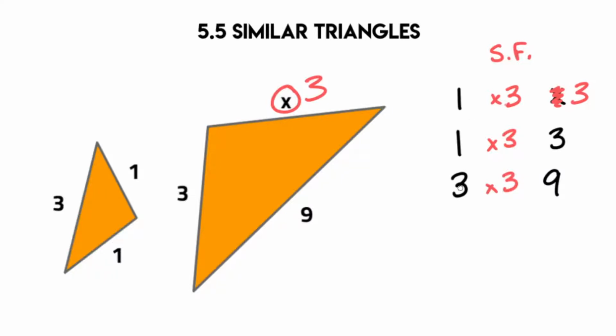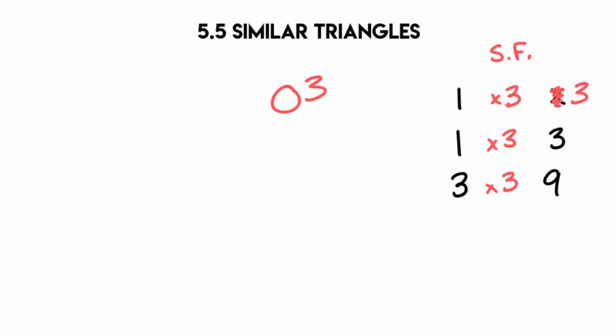Okay? So once again, what I like to do, my steps: lay out all 3 of the side lengths in descending or ascending order, doesn't matter which. Find the scale factor and then use that to find the missing value. Our last example is a little bit more tricky.